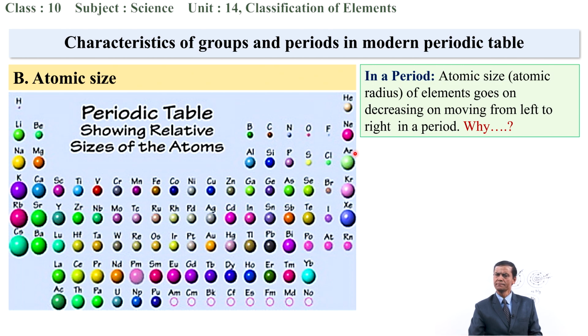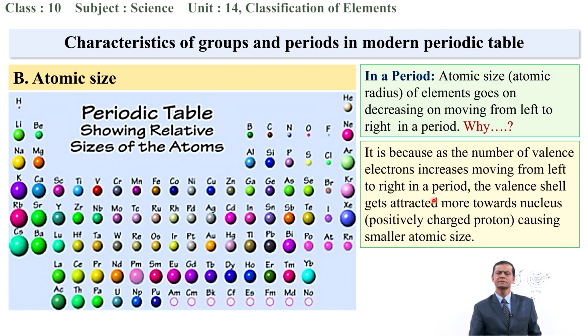elements. Look at it: helium, neon, argon, krypton, xenon, radon. Why are they quite bigger? Because they are chemically inactive. Yes, except these, others follow this general trend. So its answer is like this. It is because as the number of valence electrons increases, moving from left to right in a period, the valence shell gets attracted more towards the nucleus or positively charged protons, which I have demonstrated, causing smaller atomic size. That is the main cause of small atomic size.